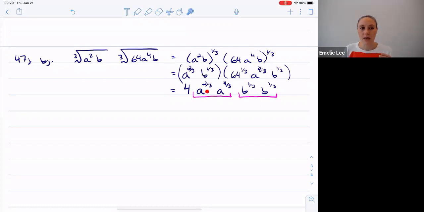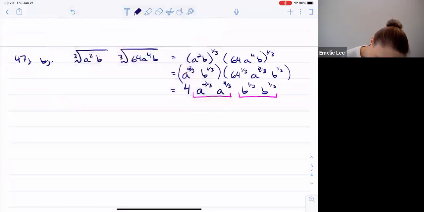If you have the same base, then you can combine them by adding the exponents. Remembering, so here we've got kind of a mashup of everything we've done so far, right? If you're adding fractions, you have to have a common denominator. In this case, we do, it's 3, and so we're safe, but it is something that you have to check.